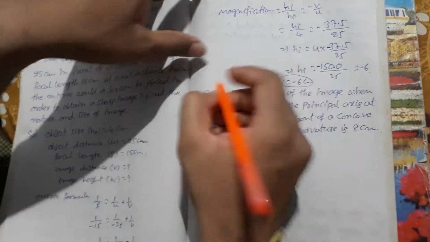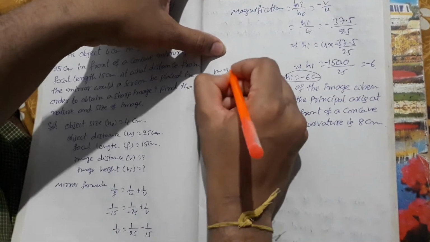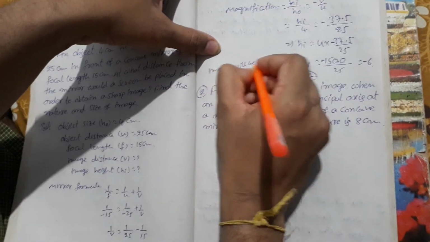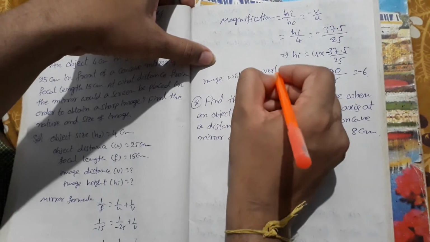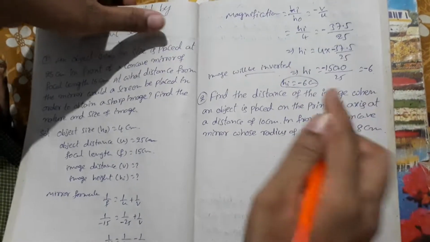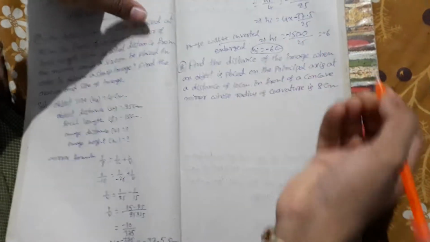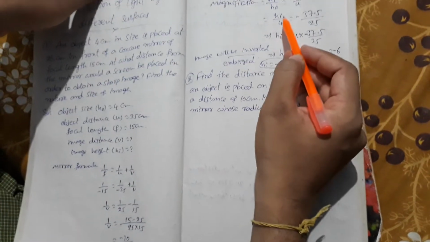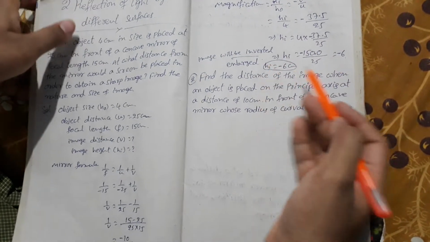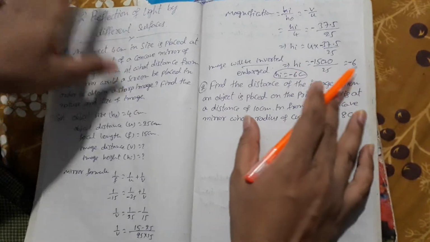That means the image will be inverted and enlarged, because the size is increasing from 4 to 6. That's why it is enlarged. Minus means it will be inverted. That is the first problem.